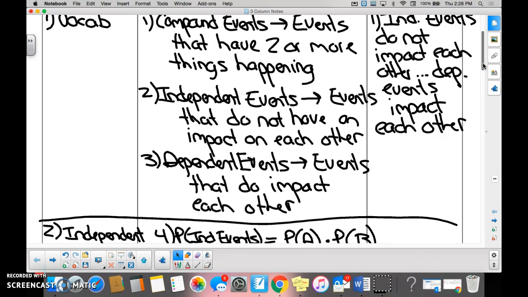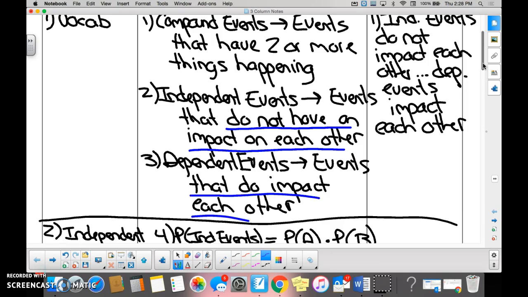Independent, dependent events. What is the main difference between independent and dependent events? Somebody give me the main difference between the two. Lily, very loudly, please. Independent events don't impact each other, and dependent events do impact each other. Independent have no impact on each other. Dependent events do impact each other. They do have an effect on each other.